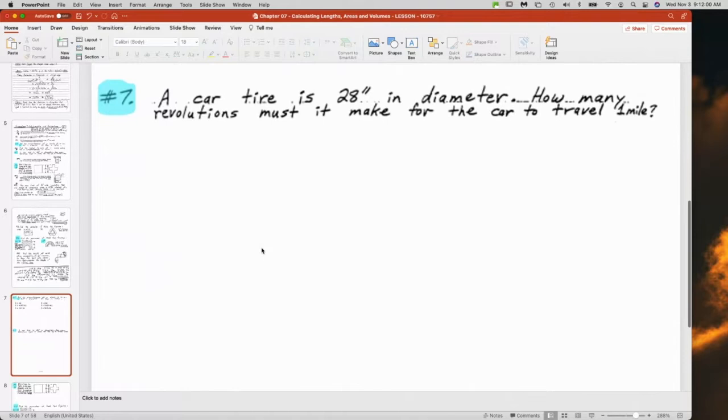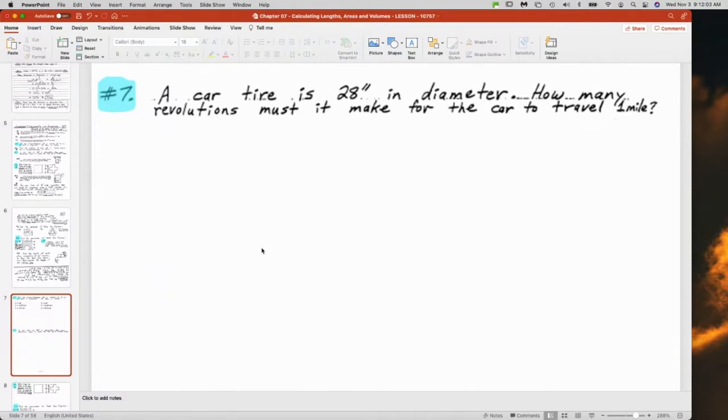Ooh. Okay, so this is nice because it has information regarding a circle, but also it's relating to something involving distance in terms of speed, distance, and time. So we're not going to deal with speed, distance, and time for this question, but it does have that aspect of revolution or rotations per minute or something. So in this case, we have a tire that is 28 inches in diameter. How many revolutions must it make for the car to travel 1 mile?